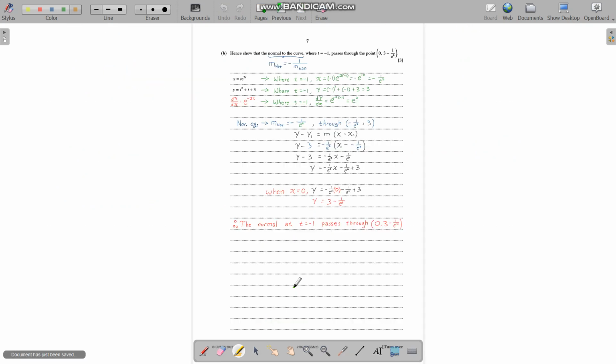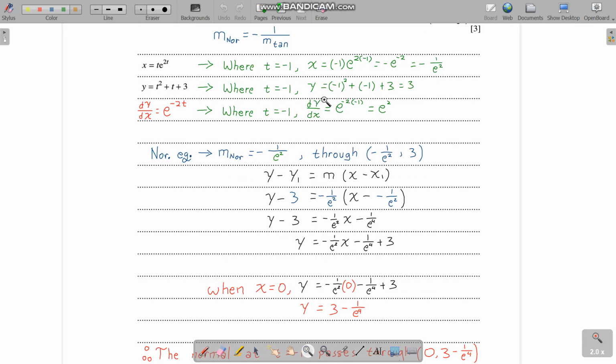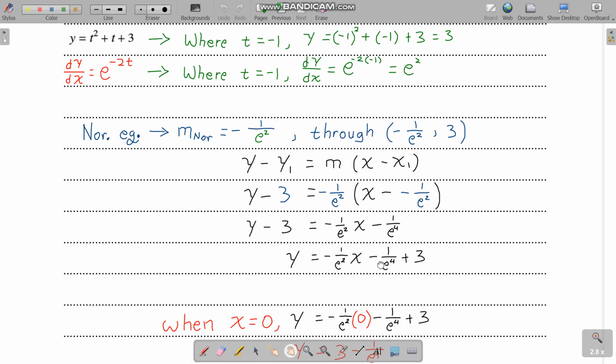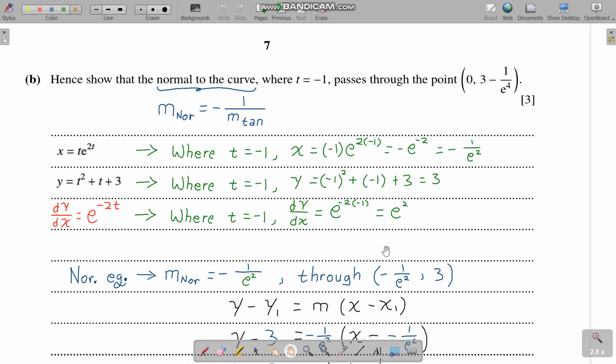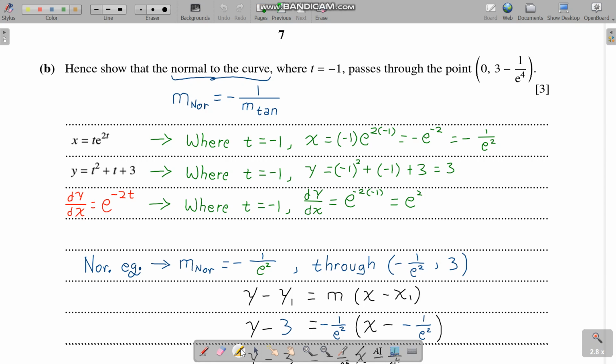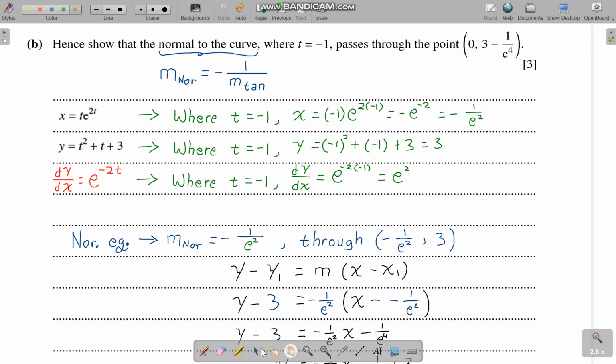Now for the second part, hence show that the normal to the curve where t equals -1 passes through the point. Okay, so a normal means the negative reciprocal of the tangent. So the normal gradient is -1 over the tangent gradient, and the tangent gradient is of course the derivative, dy/dx.